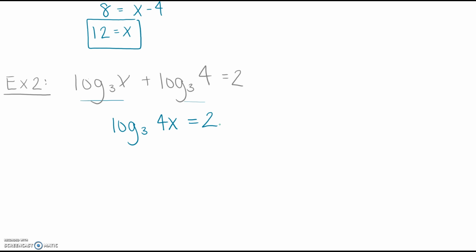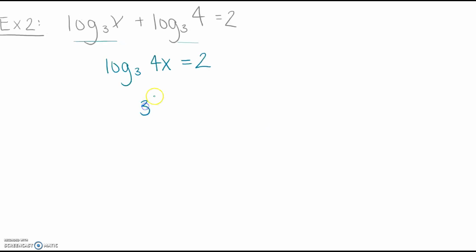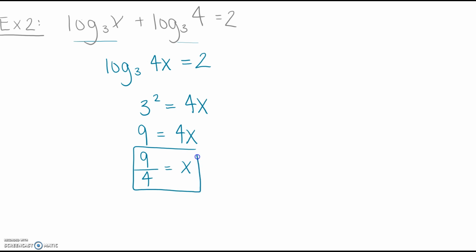Now I can rewrite this in exponential form. So 3 squared equals 4x. 3 squared is the same as 9. And if we divide both sides by 4, we are left with 9/4 equals x. And we are done.